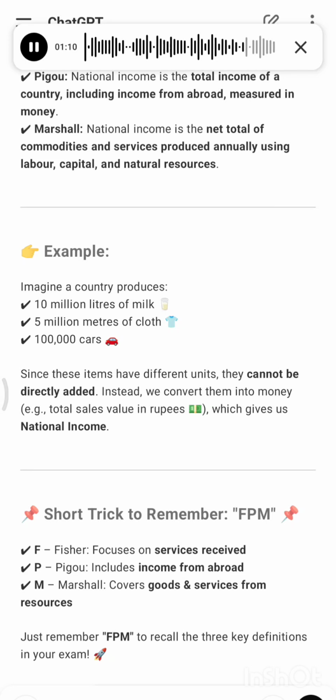F: Fisher focuses on services received. P: Pigou includes income from abroad. M: Marshall covers goods and services from resources. Just remember FPM to recall the 3 key definitions in your exam.